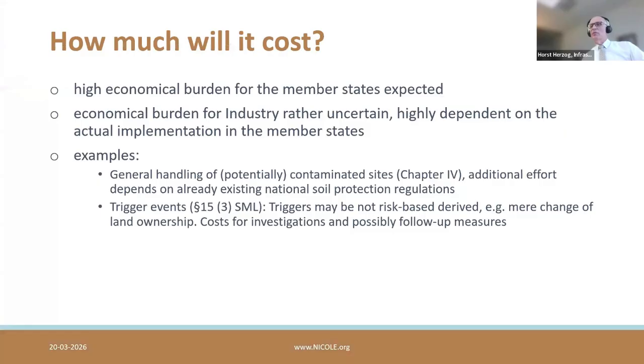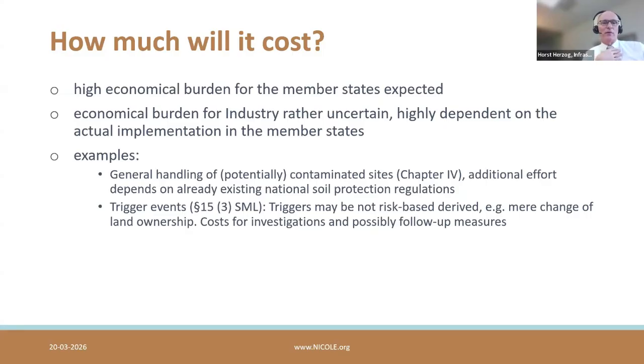Next is the economical perspective we would like to look at. One question is, of course, how much will it cost? The fear today in the industry is of a quite high economical burden for the member states, which of course the member states would possibly pass over to industries. That's why the economical burden for the industry is for us at the moment quite uncertain, and it's highly dependent on the actual implementation in the member states.